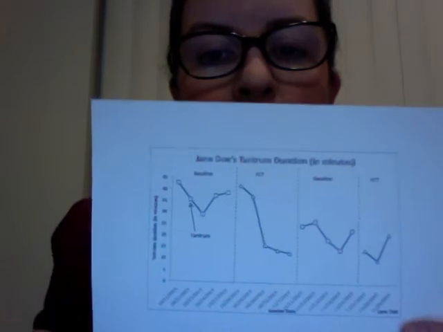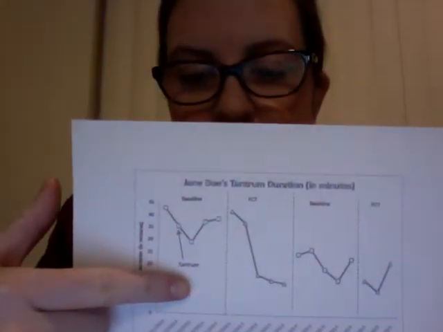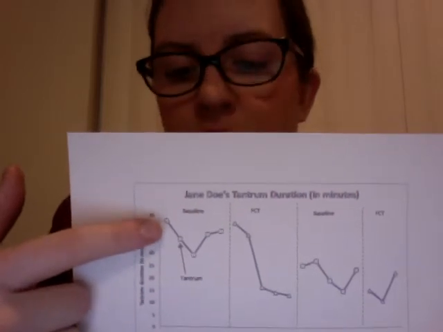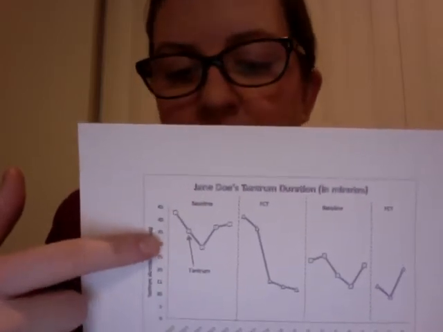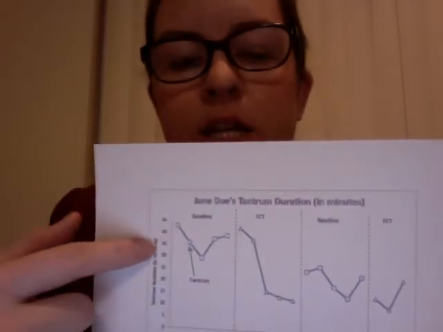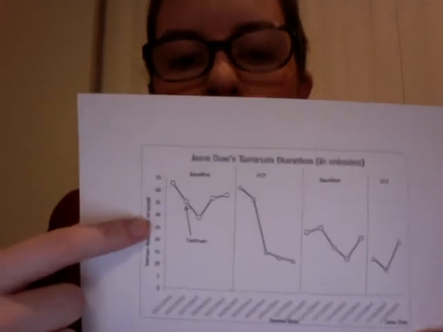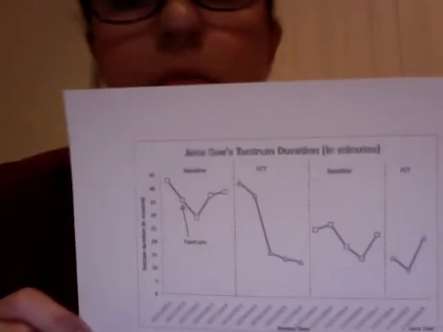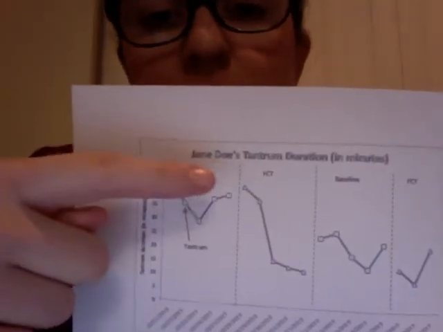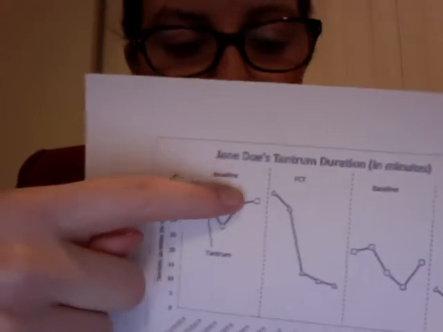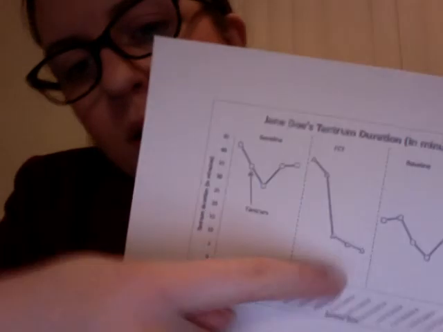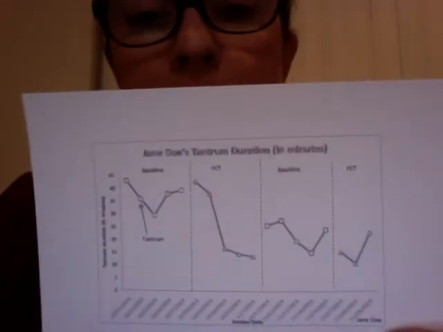So this initial picture is of the baseline phase, and you can see that during this phase, Jane's tantrums ranged from about 30 minutes per session to 45 minutes per session. I would like to mention that each session of the study was 3 hours. In the next phase, the functional communication training phase, these first 2 sessions that were run were still pretty high. However, we saw a significant drop on the 3rd day, showing how effective the communication board was.